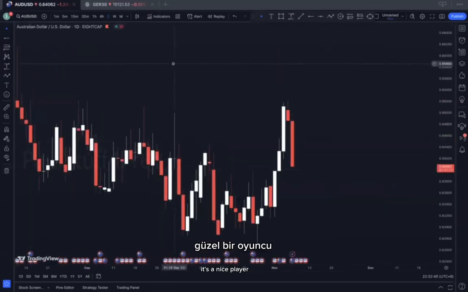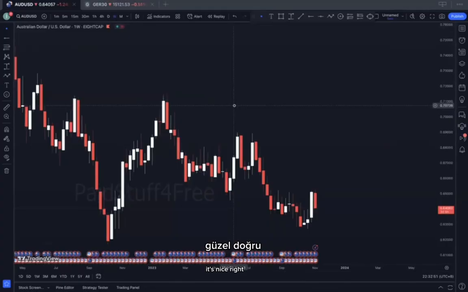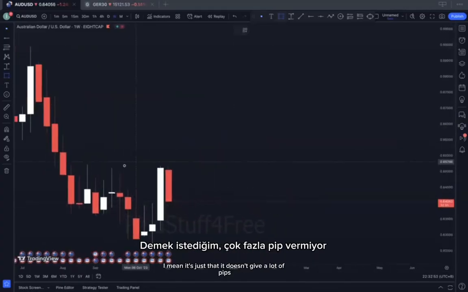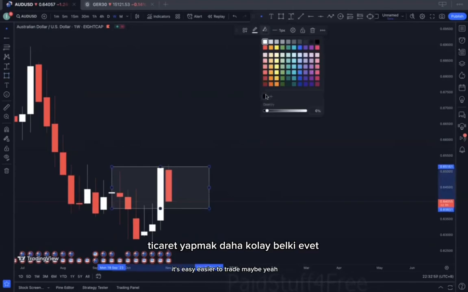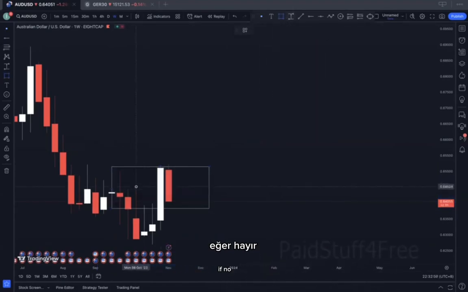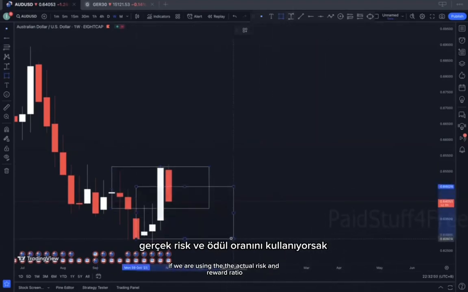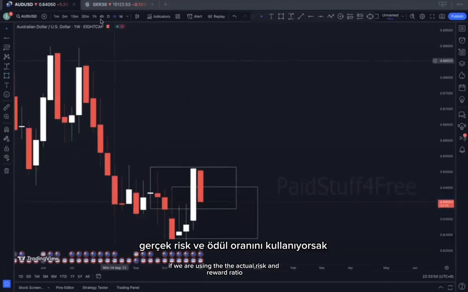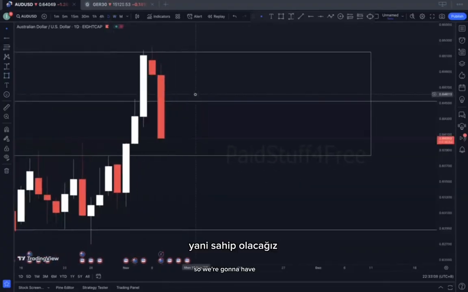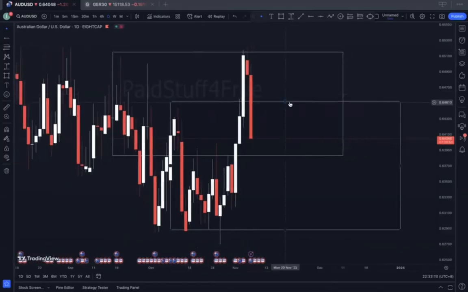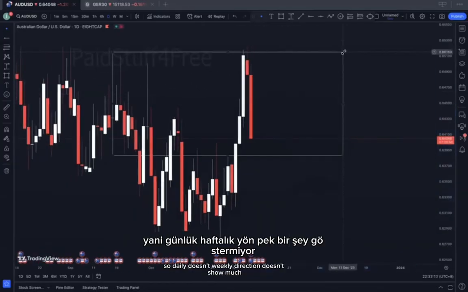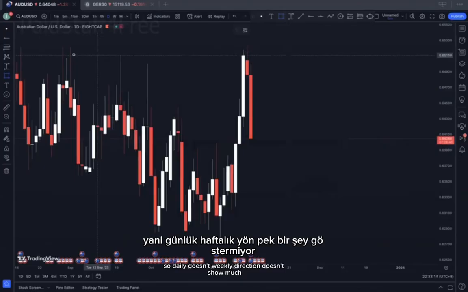Okay, so look over here. It's a nice pair, right? It just doesn't give a lot of pips, but I think if you get it, it's nice. It's easier to trade, maybe. If we are using the actual risk and reward ratio, we're going to get a lot of R actually. So the weekly direction doesn't show much.